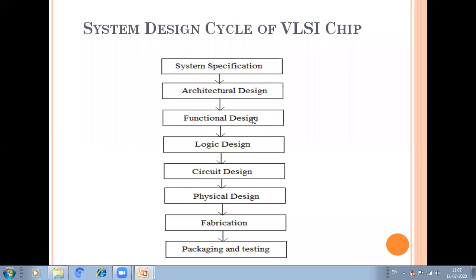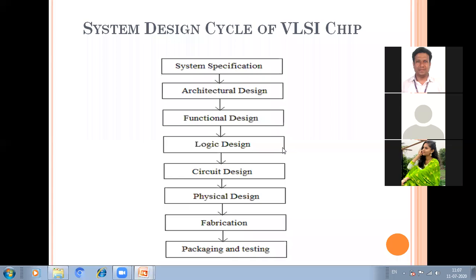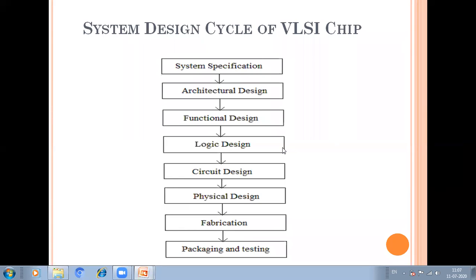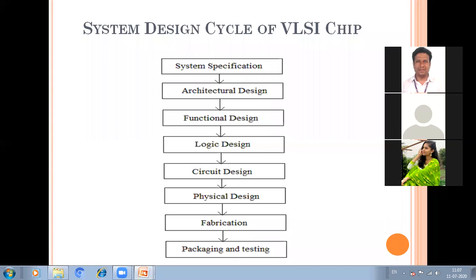Next is the functional design. In the functional design, the main functional units of the system are identified. These also identify the interconnect requirements between the units, and the area, power, and other parameters of each unit are estimated, along with the functional aspects of the system. The output of the functional design is usually a timing diagram. It leads to improvement of the overall design process and reduction of the complexity of the system.